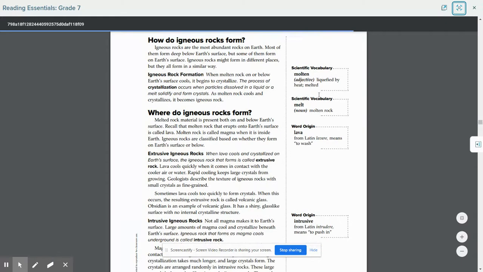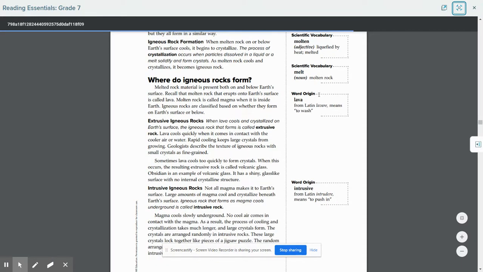Where do igneous rocks form? Melted rock material is present both on and below Earth's surface. Recall that molten rock that erupts onto Earth's surface is called lava. Molten rock is called magma when it is inside Earth. Igneous rocks are classified based on whether they form on Earth's surface or below.